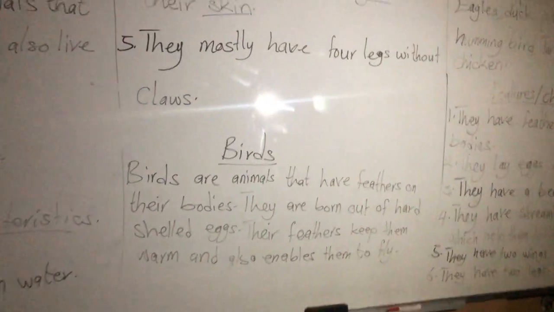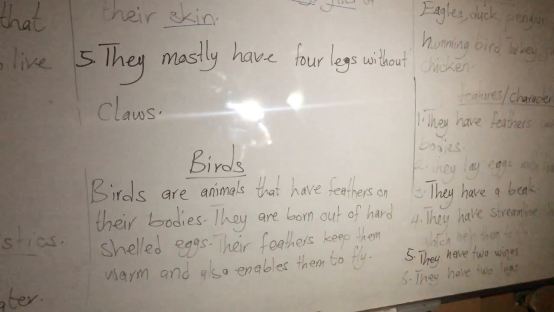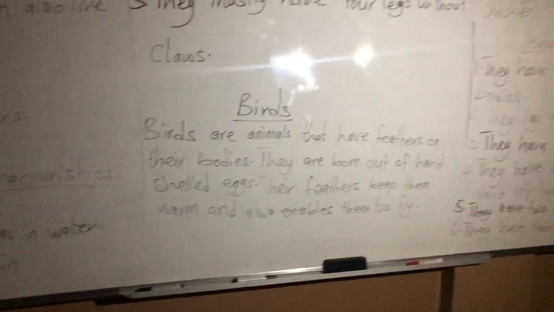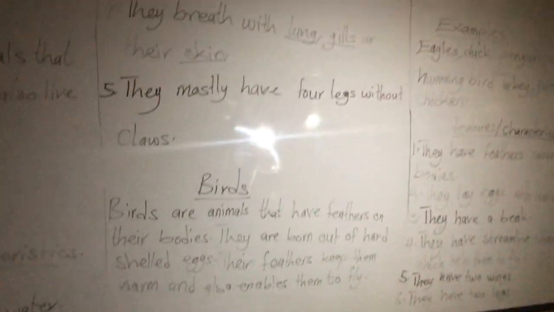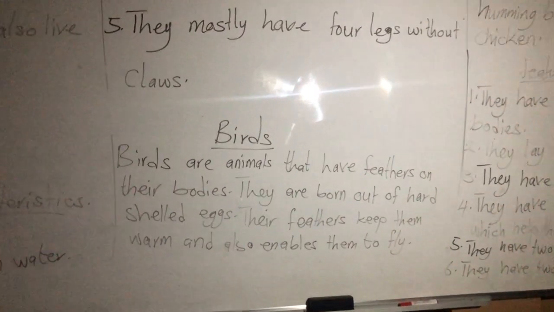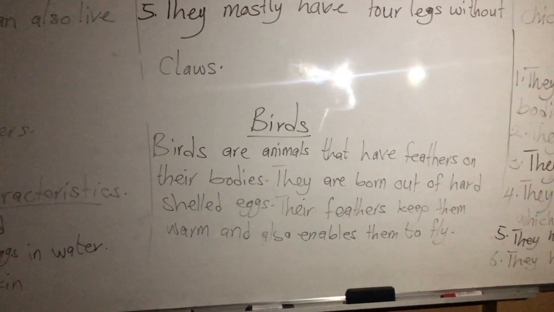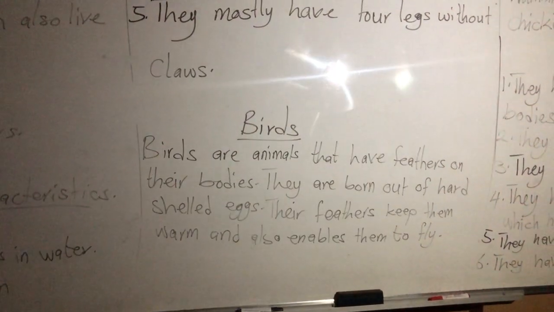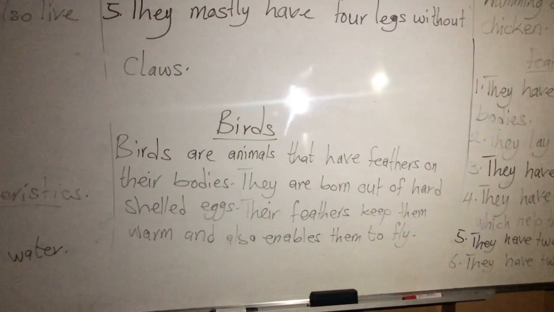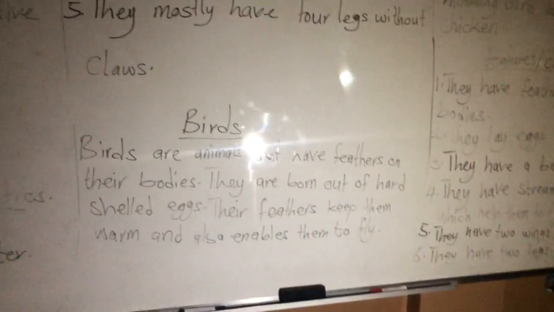So now let's move on and look at birds. We said birds are animals that have what? Feathers on their bodies. So birds have their body covered by what? Feathers. And they are born out of what? Hard-shelled eggs. Well, we said that amphibians have a jelly-like egg. Look at the color of the egg. It's not white. It's soft and it's something like what? Transparent. So say it's jelly-like.